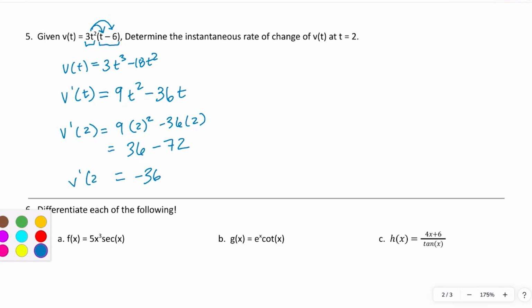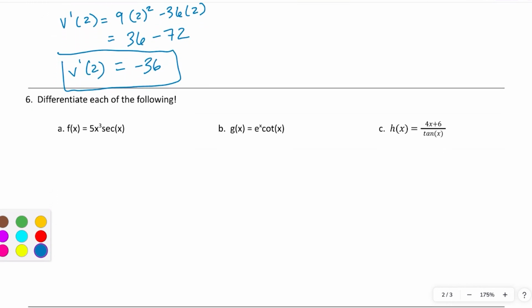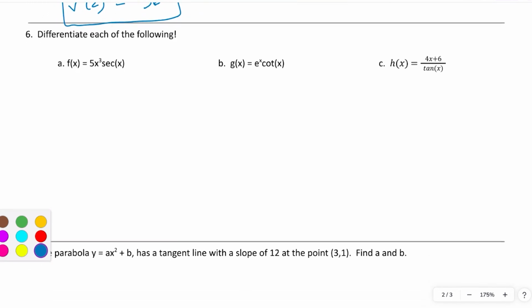So the instantaneous rate of change of function v when t is 2 is negative 36. Number 6 says differentiate each of the following. So we're just going to use our derivative properties here. All our derivative rules, try to do all of these.